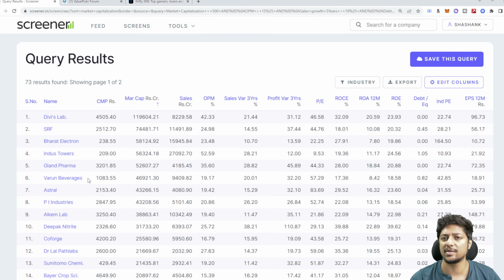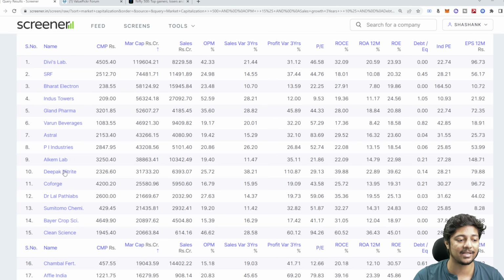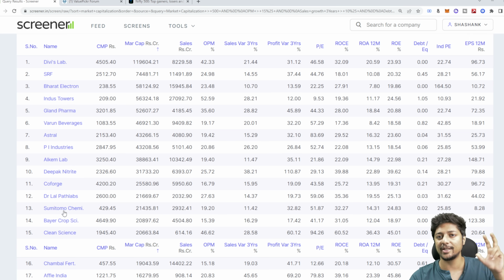My Varun Beverages is also here, which is my next big bet for the next year. Astral Pipes are also here. Pi Industries are here. Deepak Nitrite is here. Sumitomo Chemical, something we recently spoke about, also there in our smallcase, is also here. And Clean Science is also a very good company that's also here. So you see, the first 10-15 companies are the safer side of things because they're fulfilling all the demands.